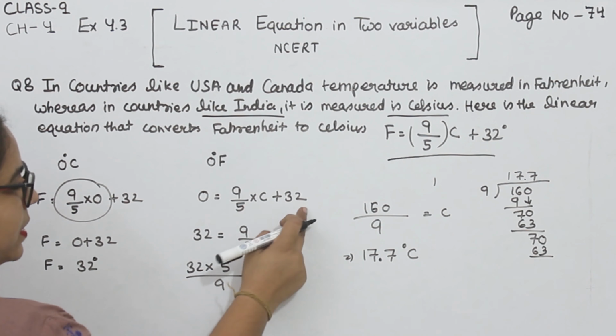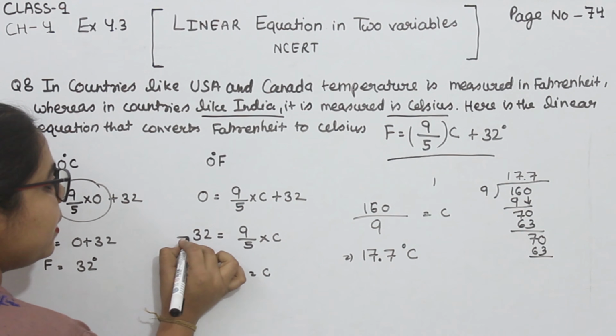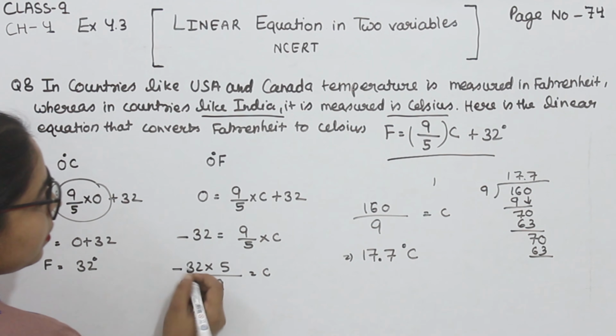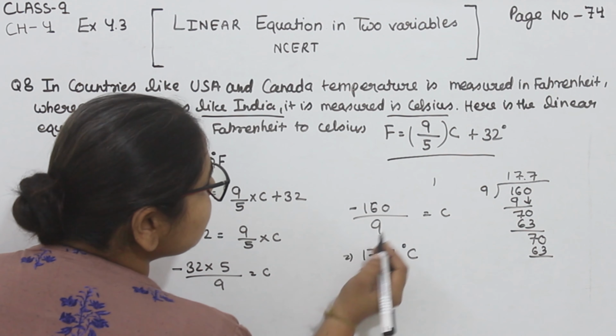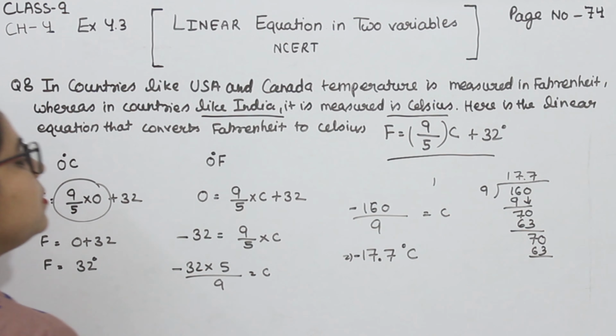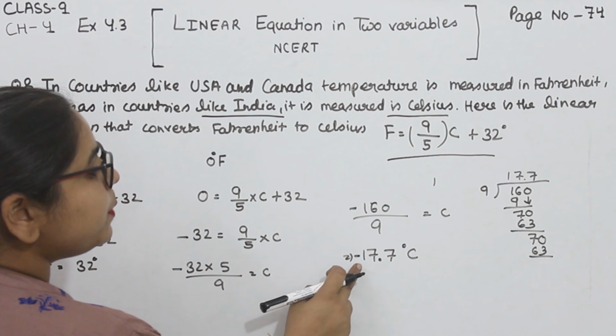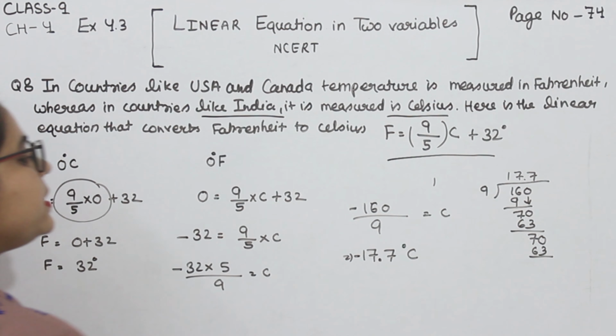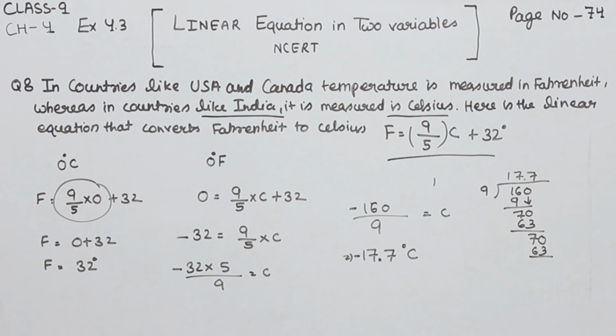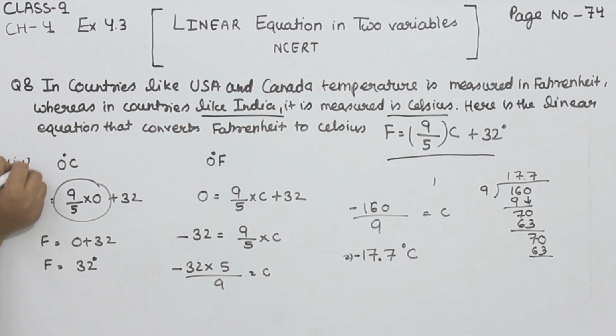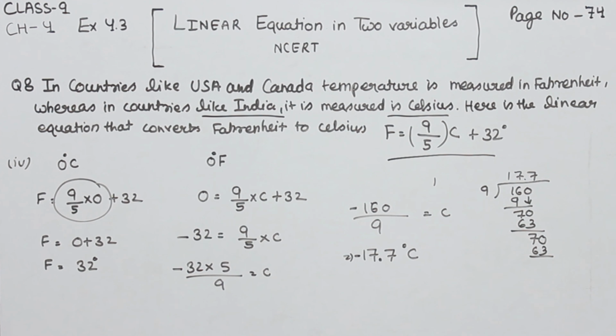Now this one was added here, so it gets subtracted on the other side, and the negative sign remains till the end. So if the temperature is 0 degrees Fahrenheit, then the temperature will be minus 17.7 degrees Celsius. This is part 4 of question number 8.